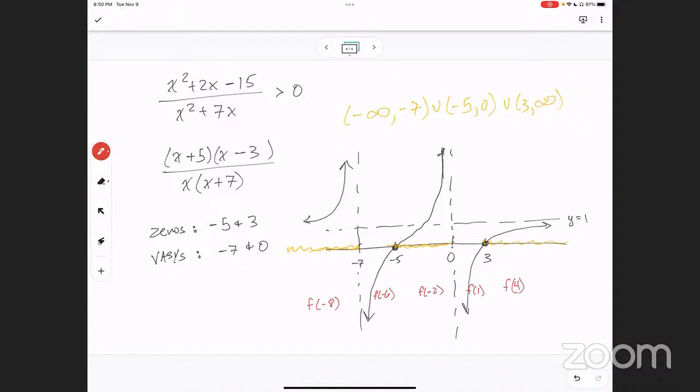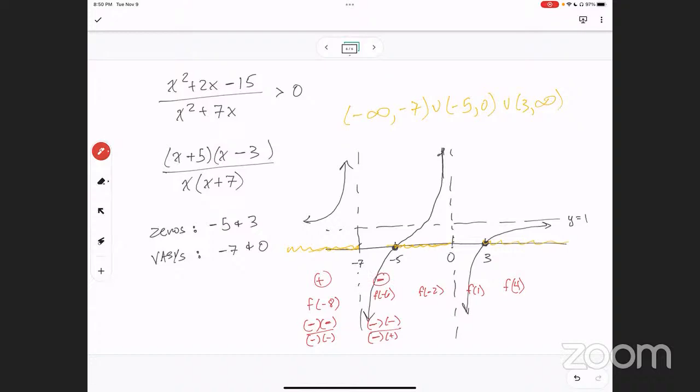Like I said, -8, it would be a negative times a negative over a negative times a negative. So that's positive, which we know it is. -6, it would be negative over a negative over a negative over a positive. So that's negative, which we know it's a negative as well.